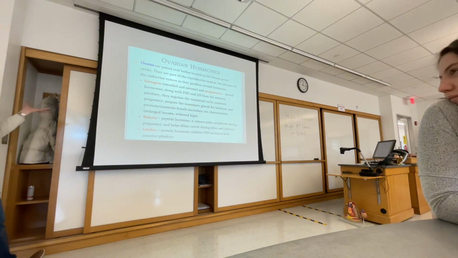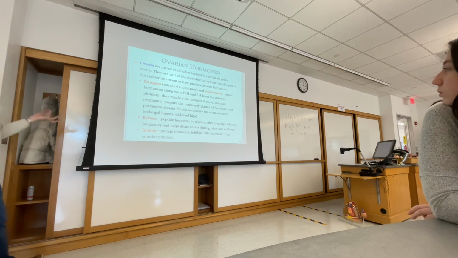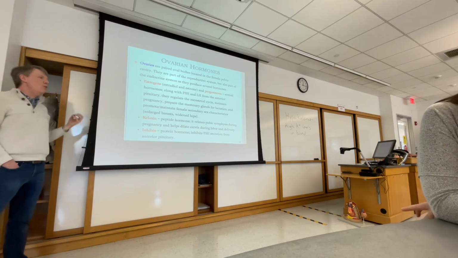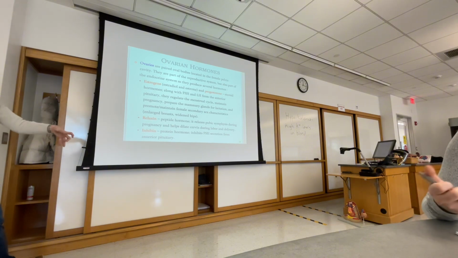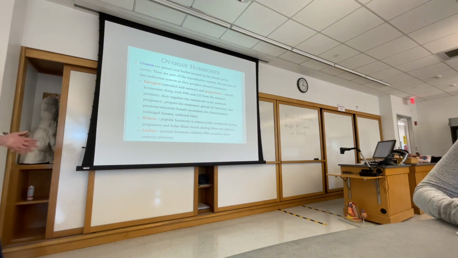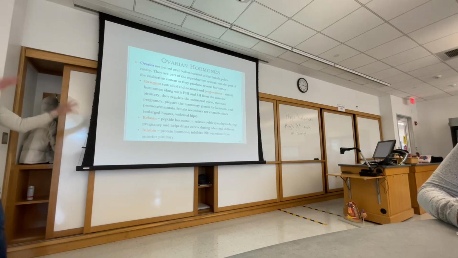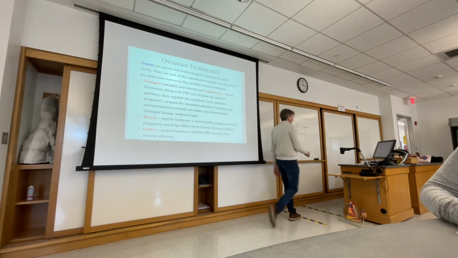Inhibin does what it says. It inhibits something. It's going to inhibit FSH release from the anterior pituitary. It's a way for the ovaries to talk back to the anterior pituitary. The ovaries have follicles inside of them. Follicle stimulating hormone is stimulating those follicles. When the ovary's like, I've had enough, stop stimulating my follicles, it releases inhibin, and that stops it from happening.